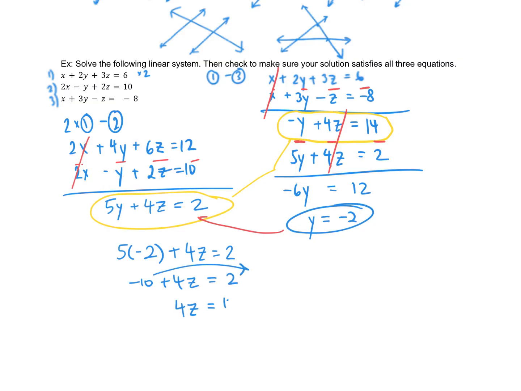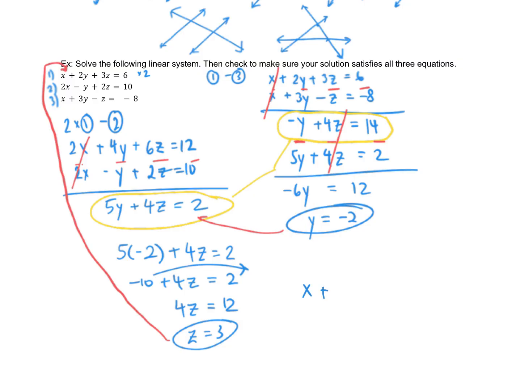So 2 plus 10 is 12, and divide by 4, and we end up with 3. Now I still need x. I'm going to go back into one of my original equations. I think I'm just going to go into the first one.